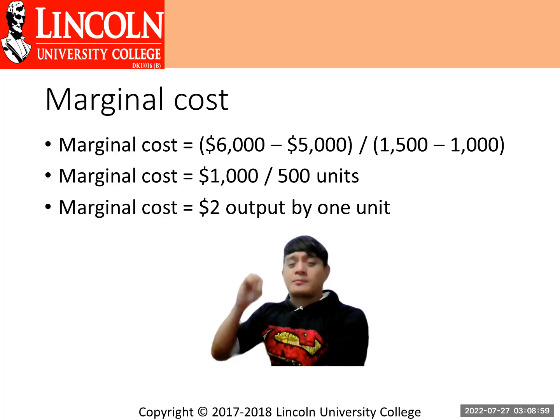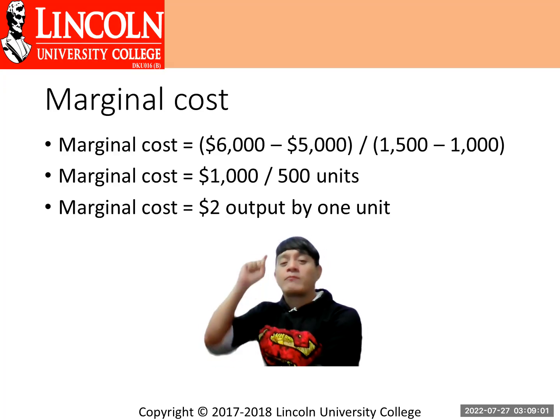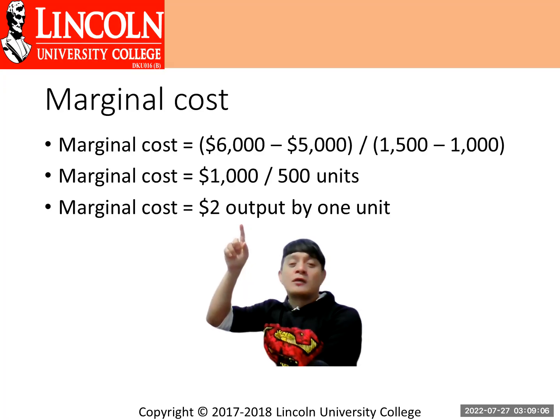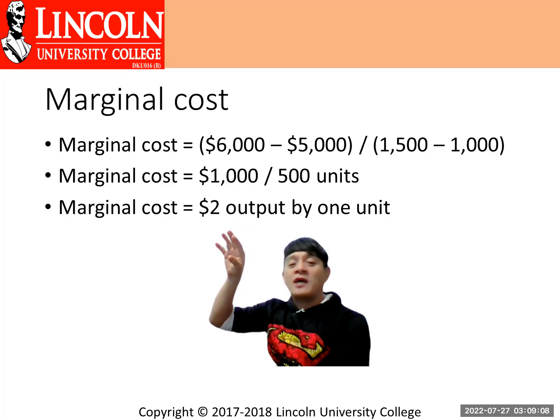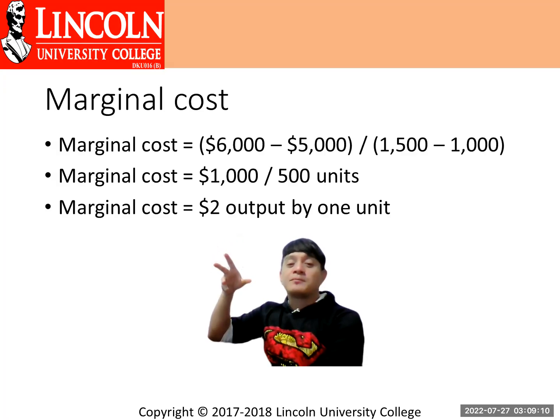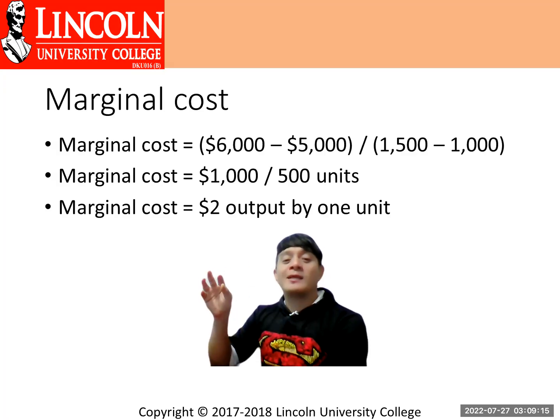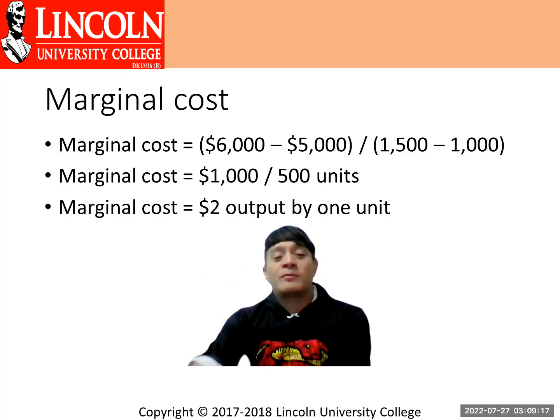So what you're going to do is get the difference from the change in total cost, and then divide it by the units, and then you get the marginal cost. It's called output by 1 unit. So that's your output. That's what you call the marginal cost.